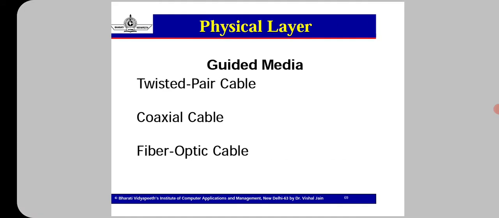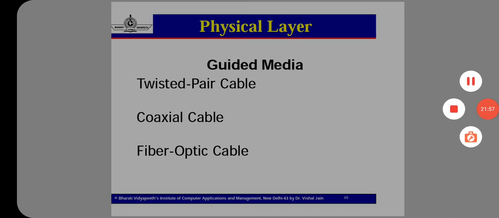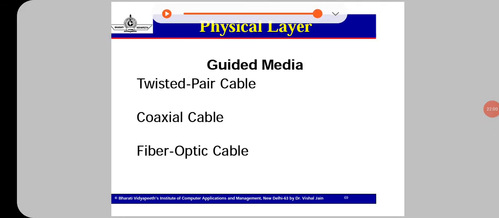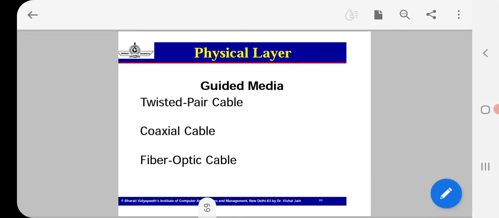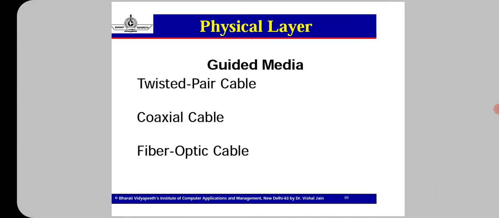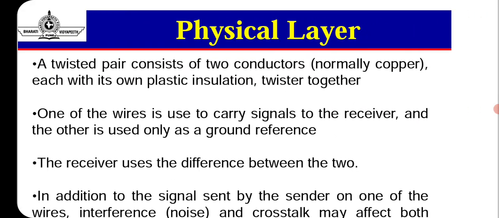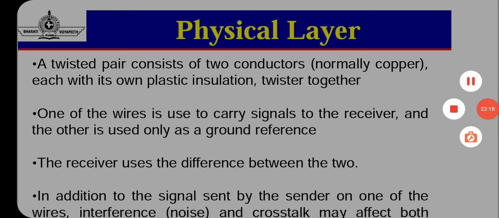So guided media, physical layer. Guided media is physical and is of three types. First one is twisted pair cable, second one is coaxial cable, and third one is fiber optic cable. So what is a twisted pair cable? We will discuss all three: characteristics, features, and applications.